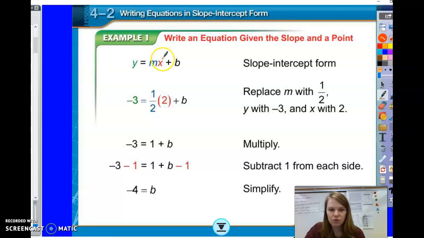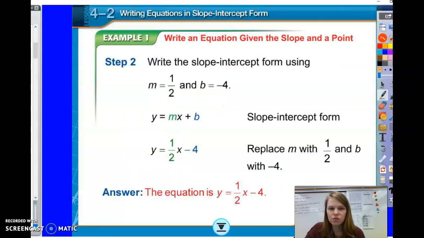So the x value was 2, we're going to plug in a 2, y value is -3, we're plugging in the slope. Solve for b, and then once you get that b value, you already knew the slope, now we have the b, the y-intercept. So we can say here the whole equation is y equals 1/2 x minus 4. So that's our equation.